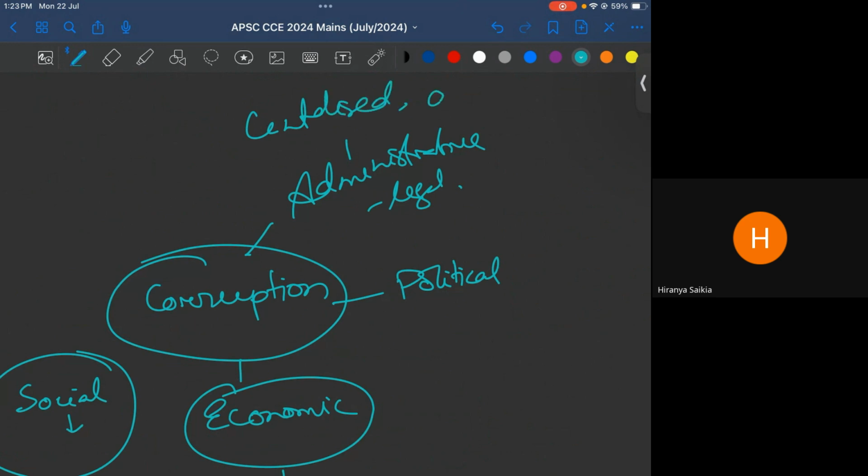Then what is called discretionary power. Then complex laws. This creates the necessary conduits for conducting corruption. A nexus is created.